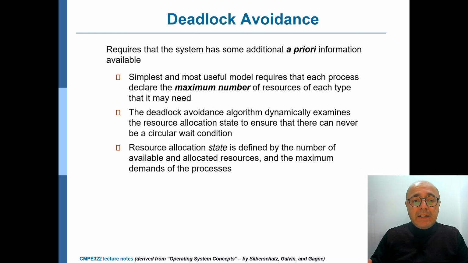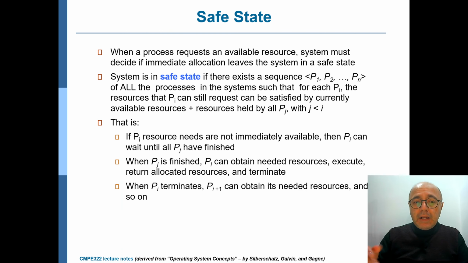Then the deadlock avoidance algorithm will look at the current availability of the resources in the system and the incoming request from the process, and see if accepting the request may cause a state change in the system which might end up in a deadlock. If so, that request will not be accepted. If not, we can safely accept the request. So at this point, we should define what a safe state is.